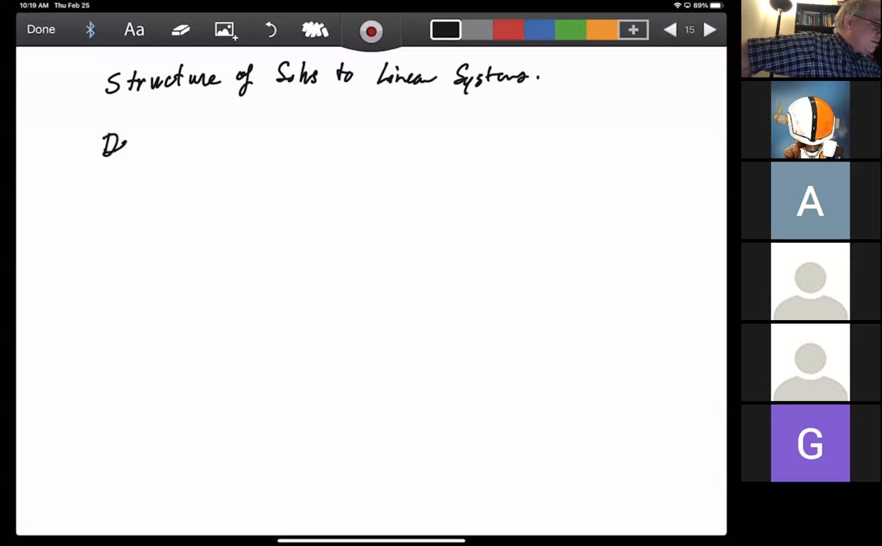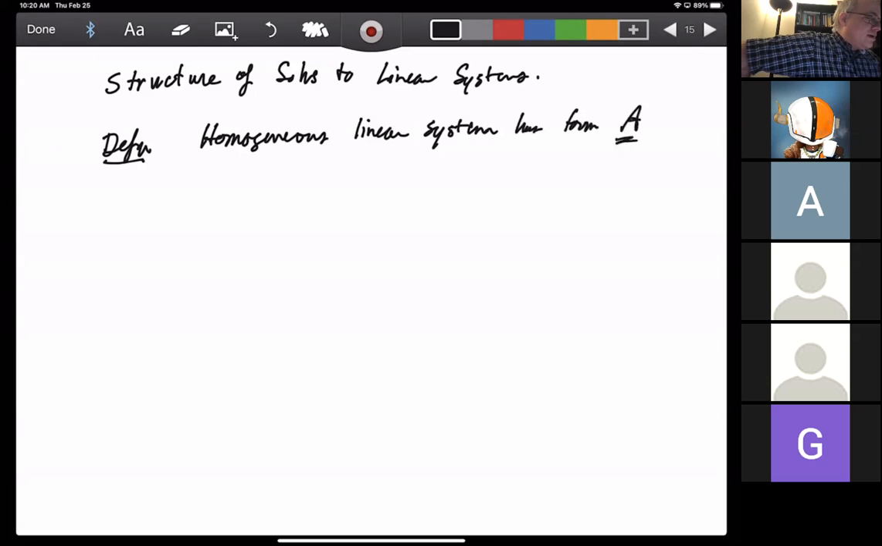And we're gonna use what we've been developing to say something about the structure of solutions. Okay, so here's a definition. A homogeneous linear system has the form AX equals 0. So it's homogeneous because this right-hand side is 0.